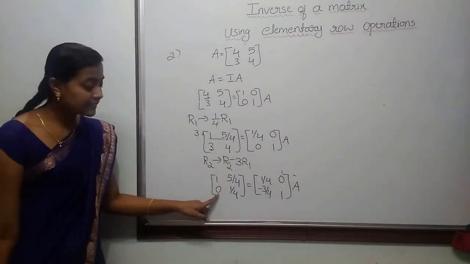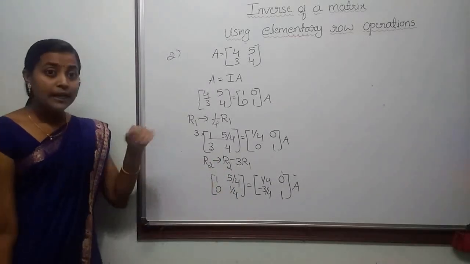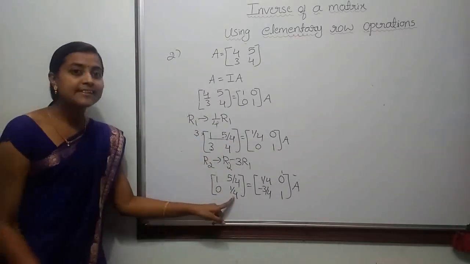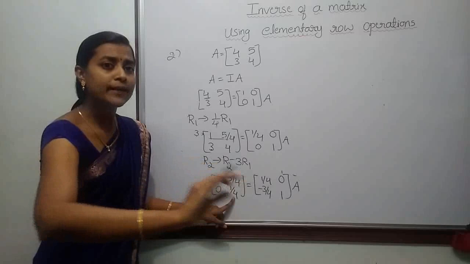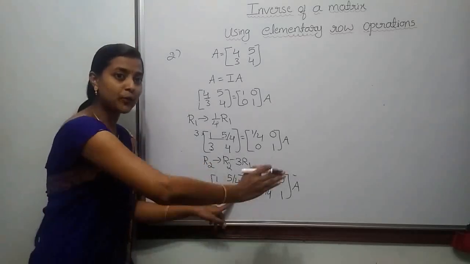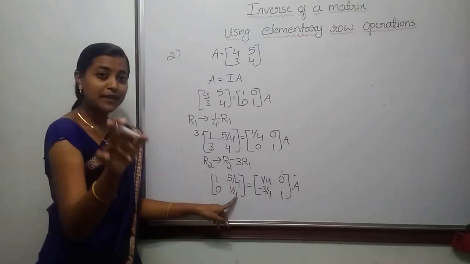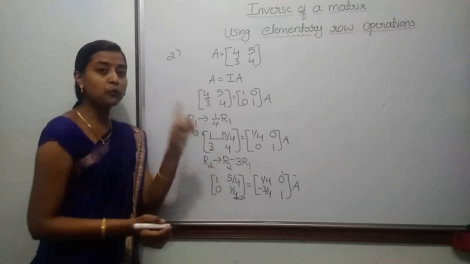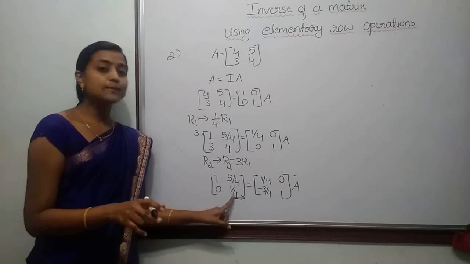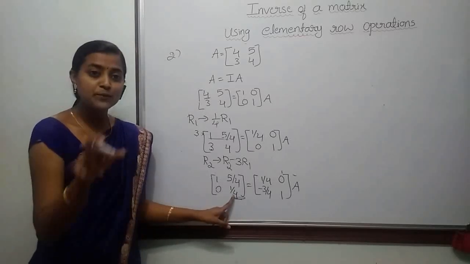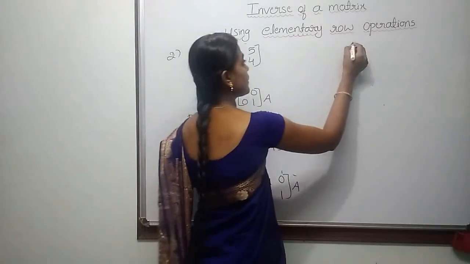We have completed second step by reducing element lying in second row first column to 0. Now the third step is to make this element 1. How do you make this element 1? We already know that to make any element 1, we just have to multiply that row by the reciprocal of the value of this element. Here we have to make the element 1 by 4 to 1, means multiply this row by the reciprocal of 1 by 4. Reciprocal of 1 by 4 is 4. I will multiply second row by 4.